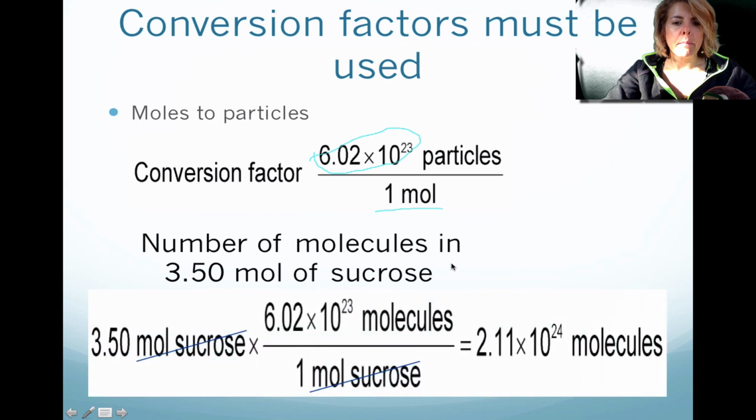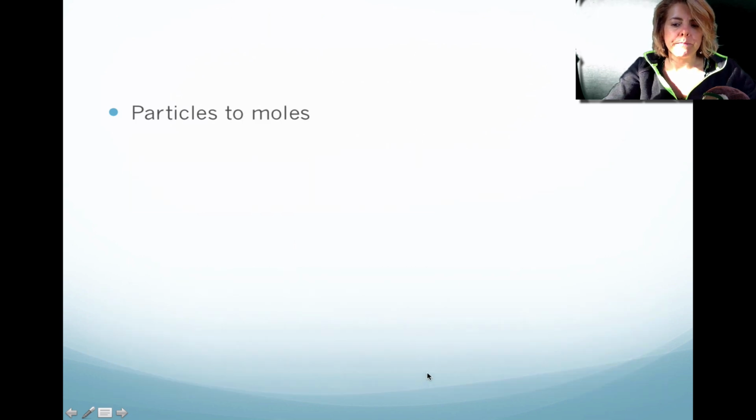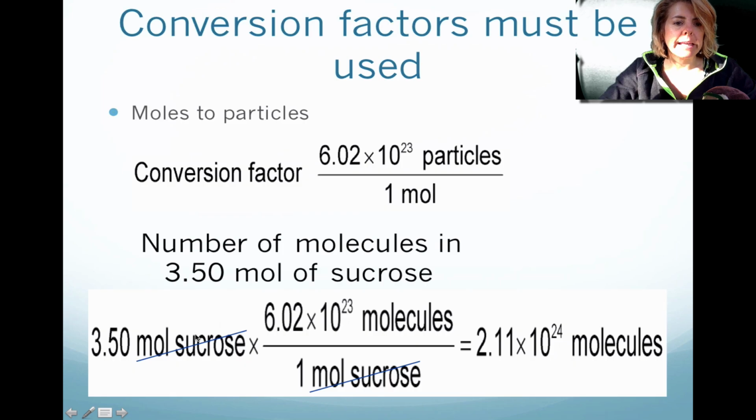So the way you set it up is you obviously want to have the unit that you're trying to cancel, and with the conversion factor, notice that the unit you're trying to cancel, you put on the bottom, and you're left with the number of molecules. It's a huge number because atoms or molecules are very tiny, so we're going to get a large number as a result of it.